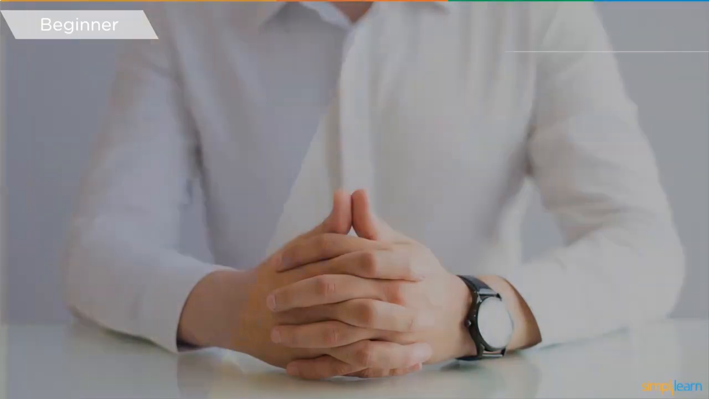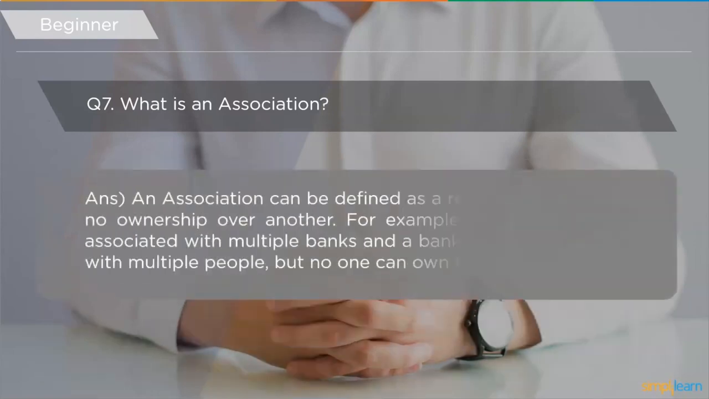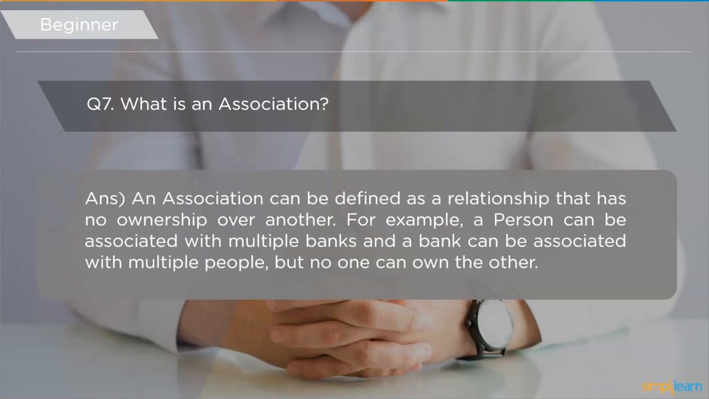Now followed by the sixth question, we have the seventh question. What is an association? So the answer for this question is an association can be defined as a relationship that has no ownership over the other. So to understand this definition, we can consider a simple example.